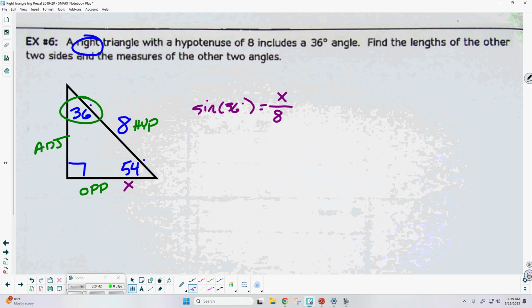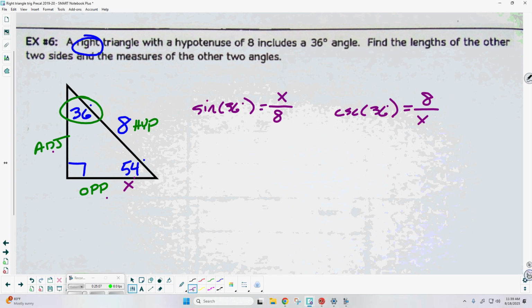Cosecant, it's the reciprocal. I could have easily said cosecant of 36 degrees equals the hypotenuse over the opposite. Both of these will give me the exact same answer. If I had chosen to start with 54, this would be my opposite, this would be my adjacent. I could create more equations. Okay, it's all up to you.